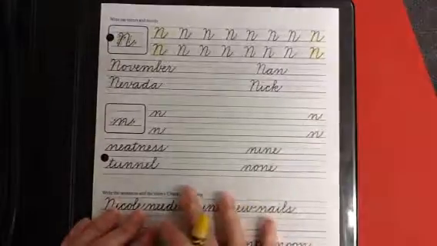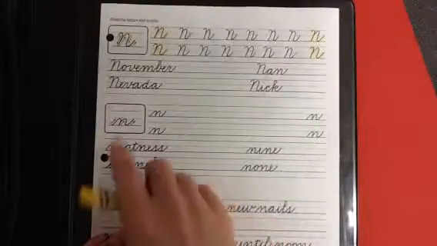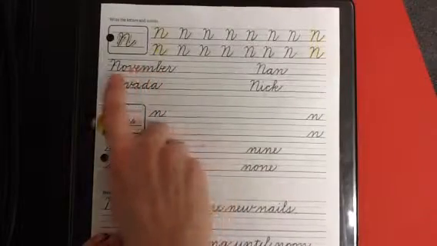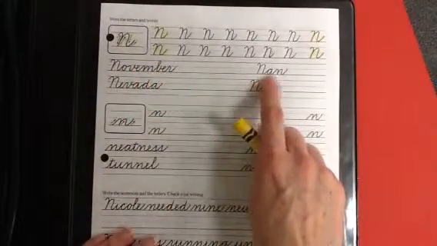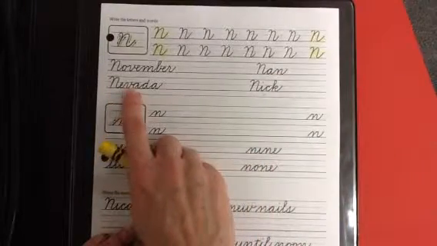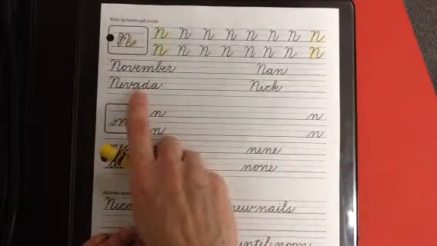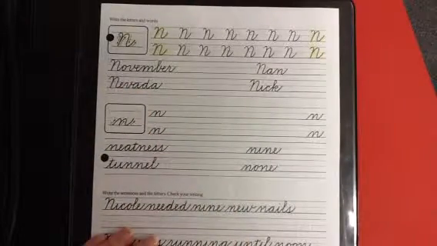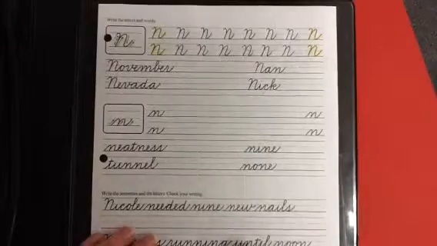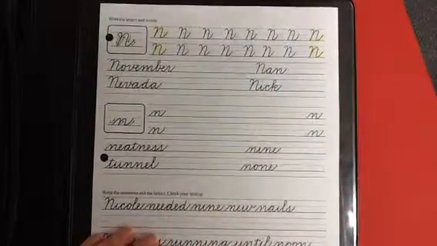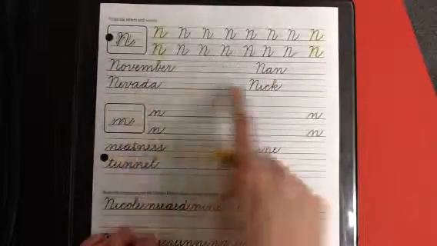And let's look at some words that start with a capital N. Here we have November. November, that's a month. Nan, that could be someone's name. Nevada. Nevada. Okay, that's a name of a city. Here is Nick. So here are some words starting with capital N's.